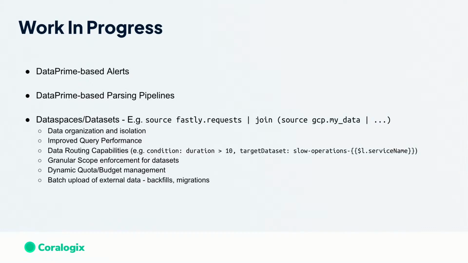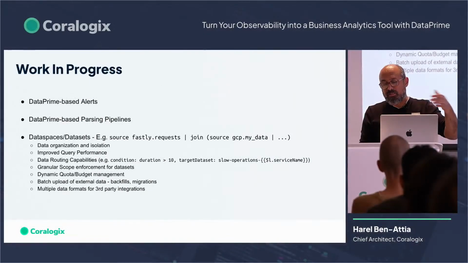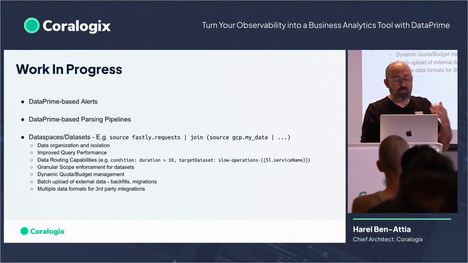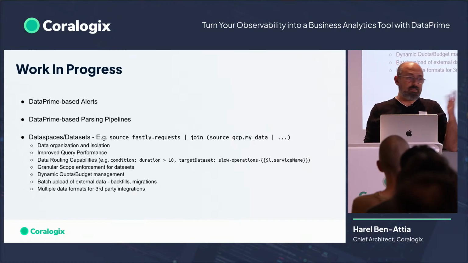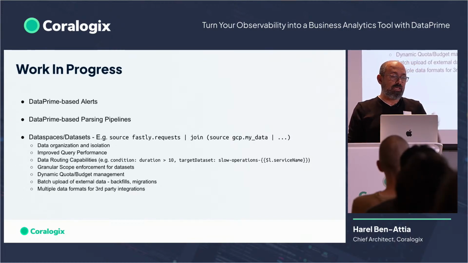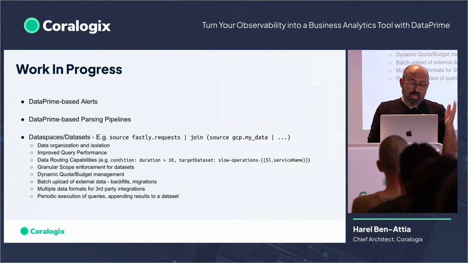Dynamic quota and budget management on top of data sets. Batch uploading of external data for backfills and migrations from other data sources. Being able to write data sets in different data formats and not only in our own. This is very important for next stage processing, like being able to continue processing. Let's say you want to take all your errors, write them to a data set which is JSON gzip in order for your Spark job to actually take it and continue to process it and do whatever you want with it.